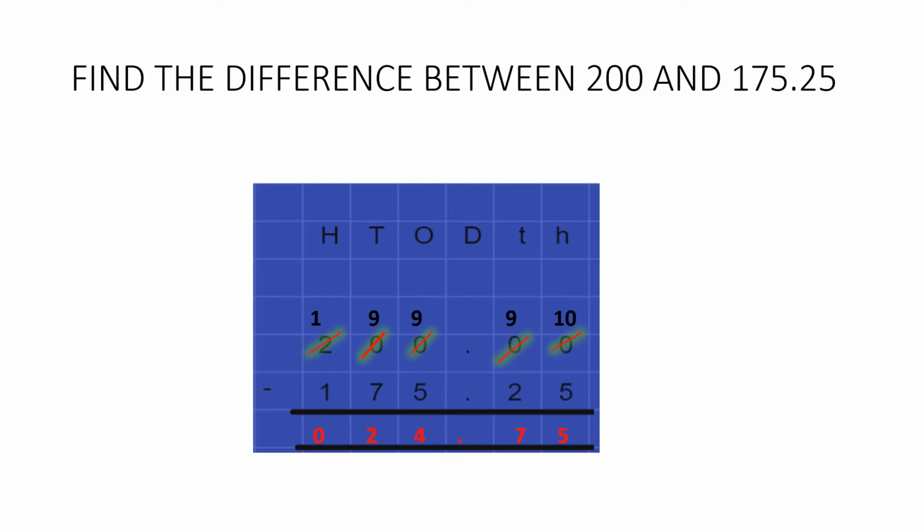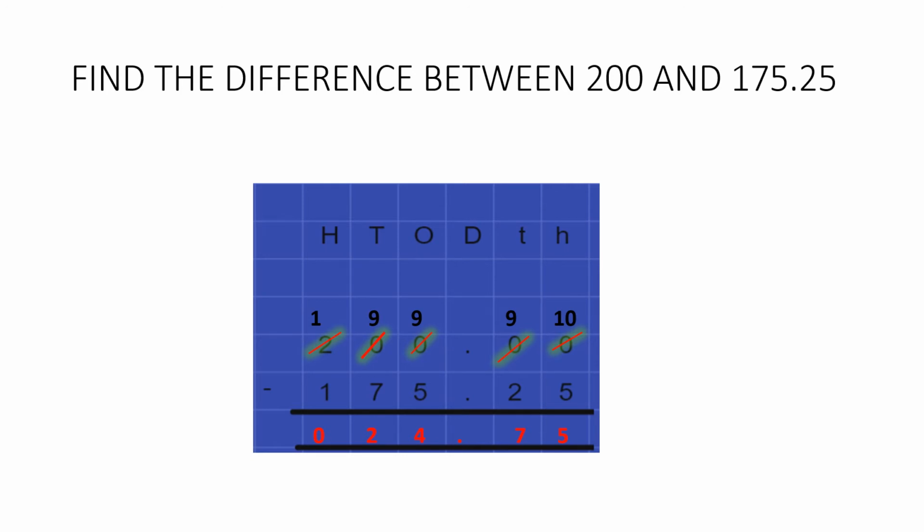Now 10 minus 5 equals 5 and it is 9 tenth. 9 minus 2 is 7, and then the decimal place, 9 minus 5 is 4, 9 minus 7 is 2, and 1 minus 1 equals 0. So the difference of 200 and 175.25 is 24.75. This is the difference of these two numbers.